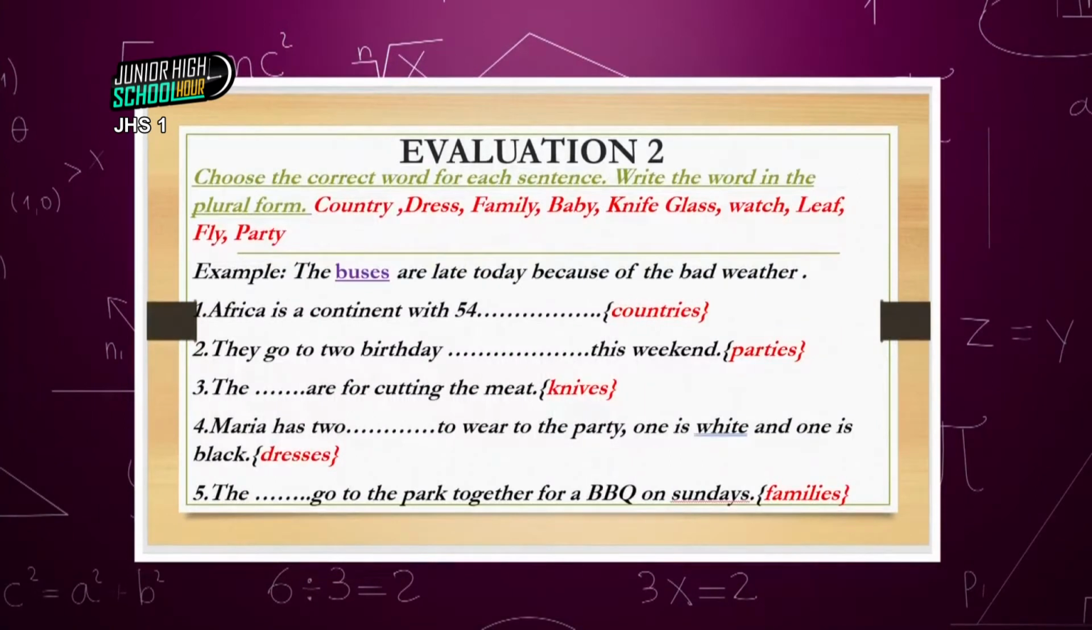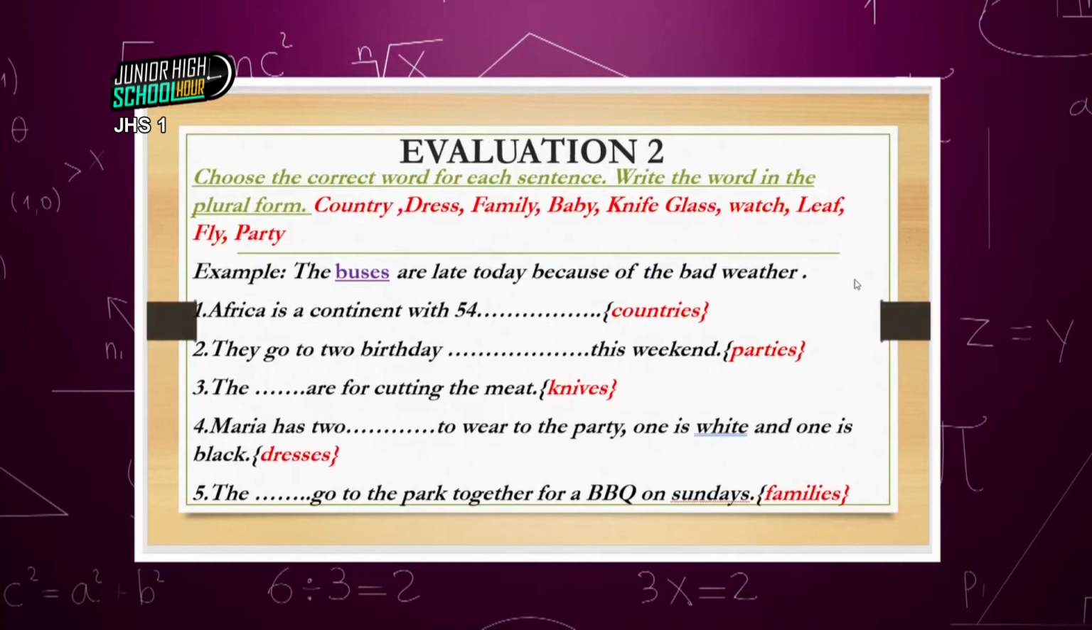Then again, the second evaluation, we have choosing the correct word for each sentence. So you write the word in the plural form, and that's the one I have written there. Okay, so in order for you to know and understand well, you are going to give me the wrong one up there, but the correct ones are the ones in the bracket. So for example, Africa is a continent with 54. My answer is countries. So up there, which one do you think I changed into the plural form? Of course, obviously it's country.